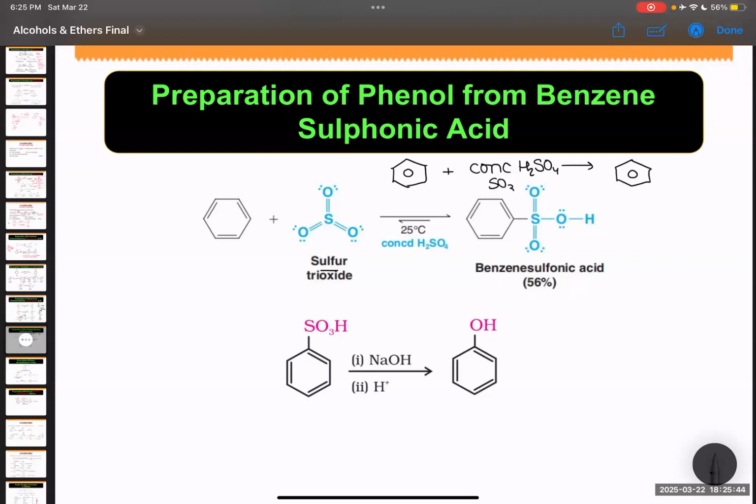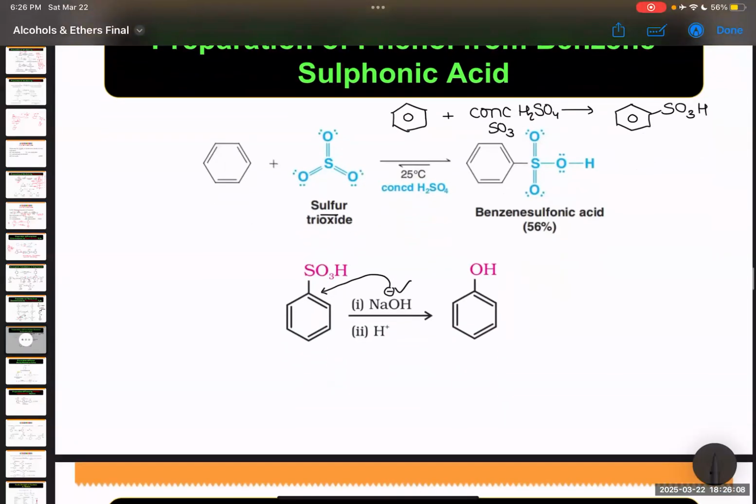Oleum is actually H2S2O7, which has SO3 mixed in H2SO4. You get benzene sulfonic acid. You heat it strongly in the presence of NaOH. So the same bimolecular SNAr occurs and SO3H is replaced by OH. Then because it is a basic medium, you will get O-, so you require H plus in the next step to make it OH. Got it?